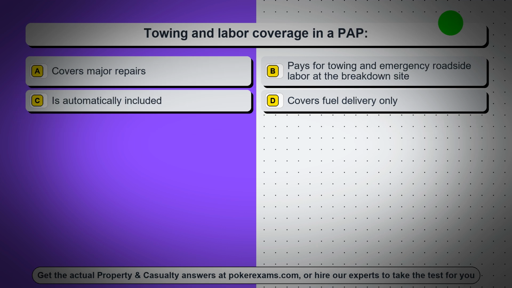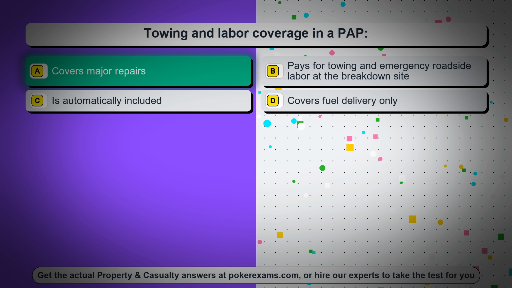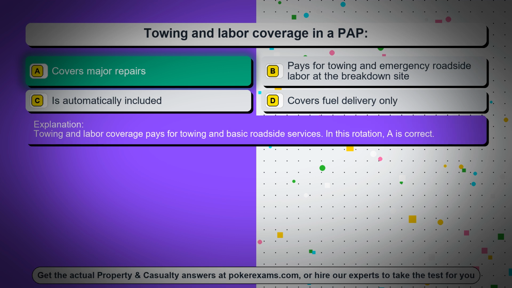Question 73. Towing and labor coverage in a PAP. Option A, covers major repairs. Option B, pays for towing and emergency roadside labor at the breakdown site. Option C, is automatically included. Option D, covers fuel delivery only. The correct answer is option A, covers major repairs. Towing and labor coverage pays for towing and basic roadside services. In this rotation, A is correct.